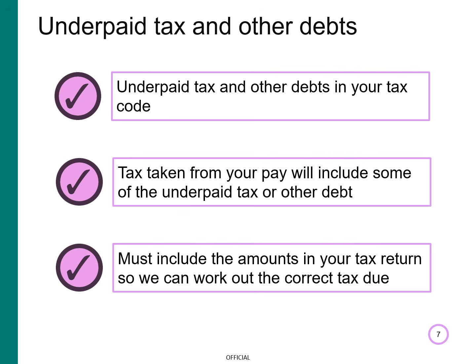If you have underpaid tax or other debts in your tax code, the tax taken from your pay by your employer or pension provider will include some of the underpaid tax or other debt. It's important to include these amounts on your tax return so we can work out the correct tax due for this year. The figures should already be shown on your tax return, but you need to check them even if they are zero. If you don't have a PAYE source of income, the amounts will be zero, but you need to confirm they are correct.